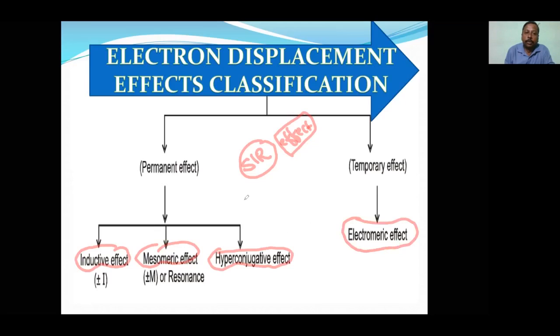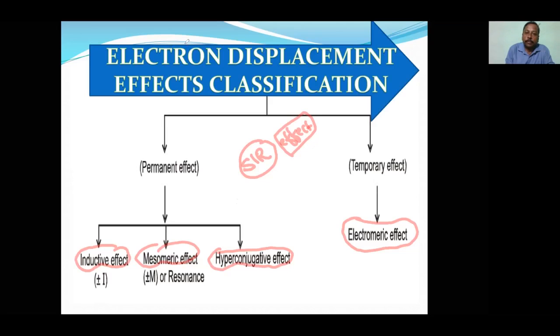So electron displacements are nothing but inductive effect, mesomeric effect, hyperconjugation effect, electromeric effect, reverse hyperconjugation, and SIR effect. A lot of things we are going to study now. Let's start one by one.